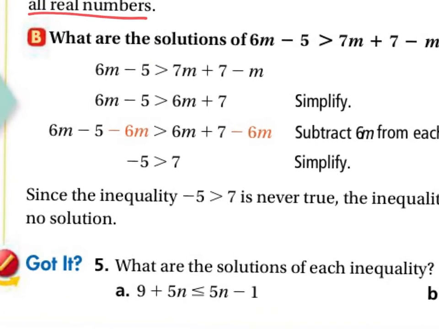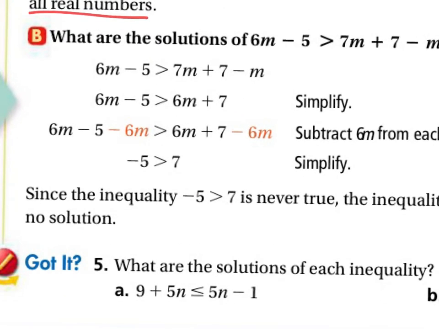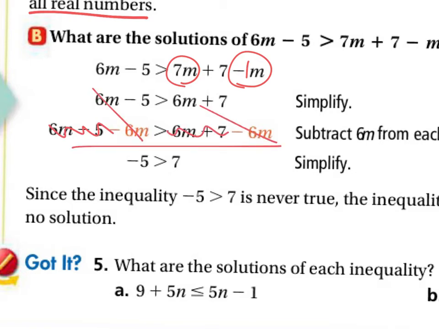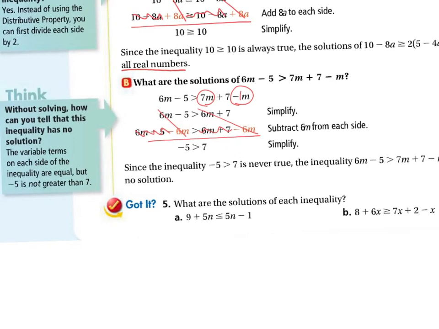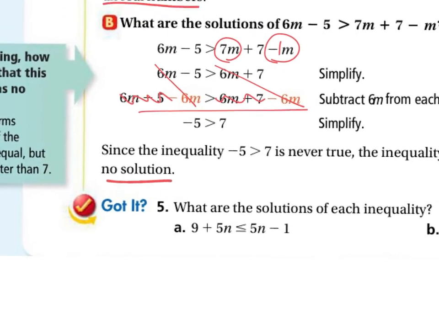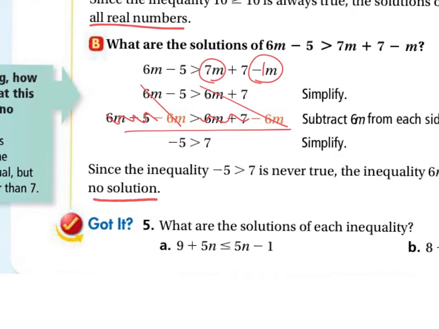Part B, same idea. This one, over on the right side, they combined like terms and then subtracted 6m on both sides. And they ended up with -5 is greater than 7. Well, -5 is not greater than 7, and so that means we have no solution. There's no possible number we can put in place of m that would make this inequality work.